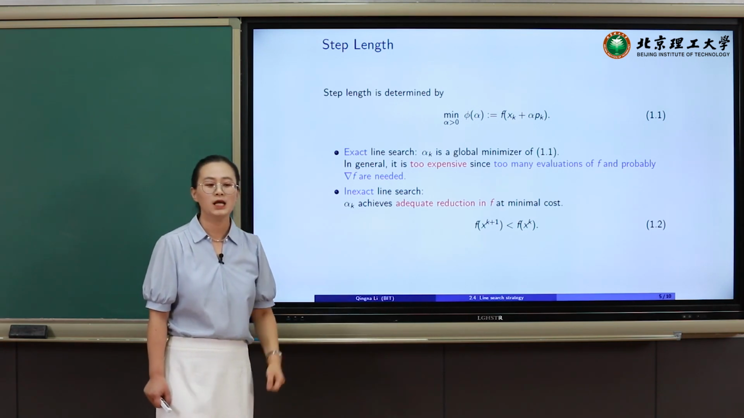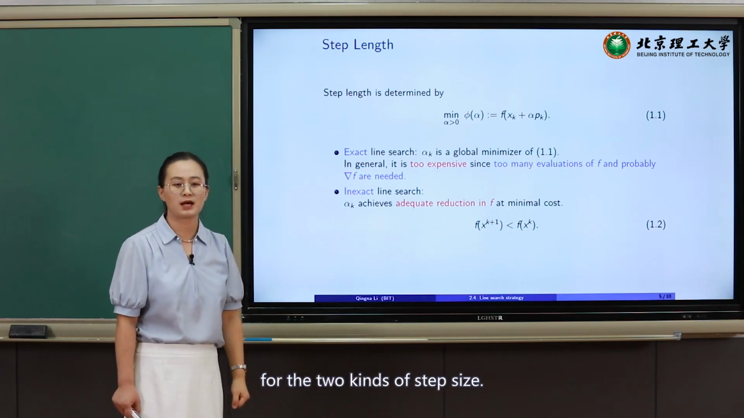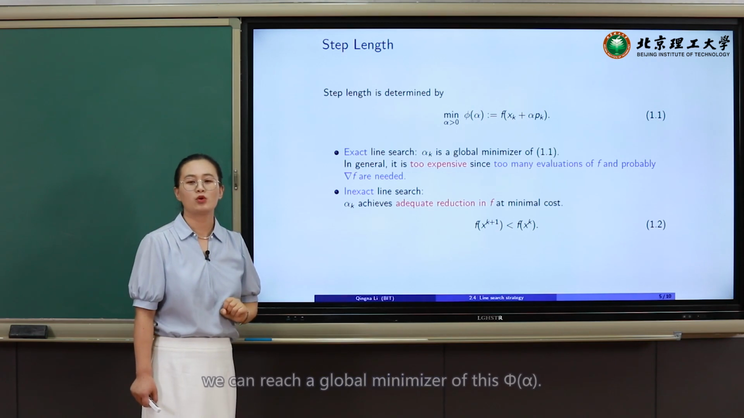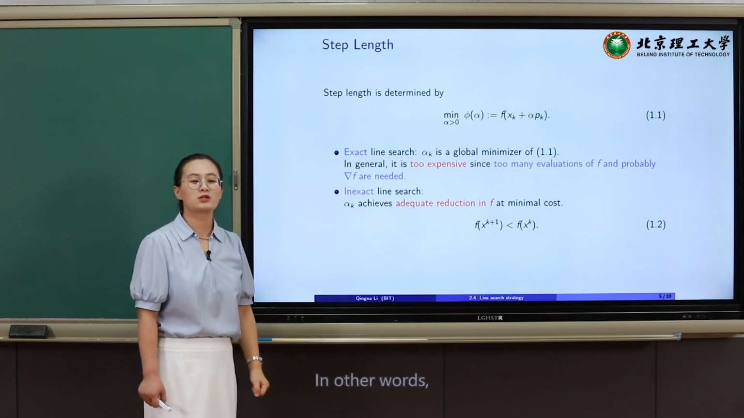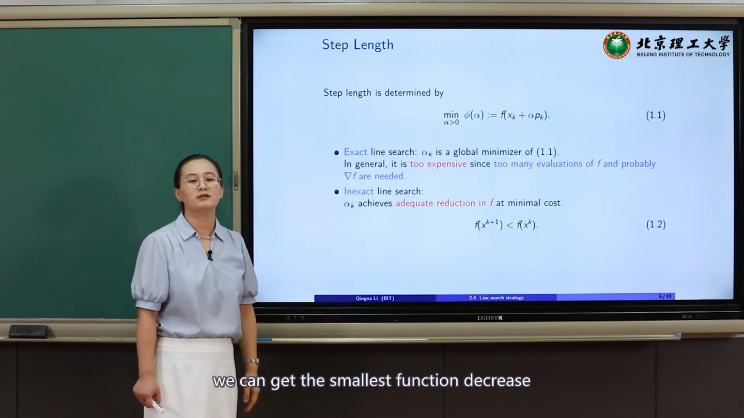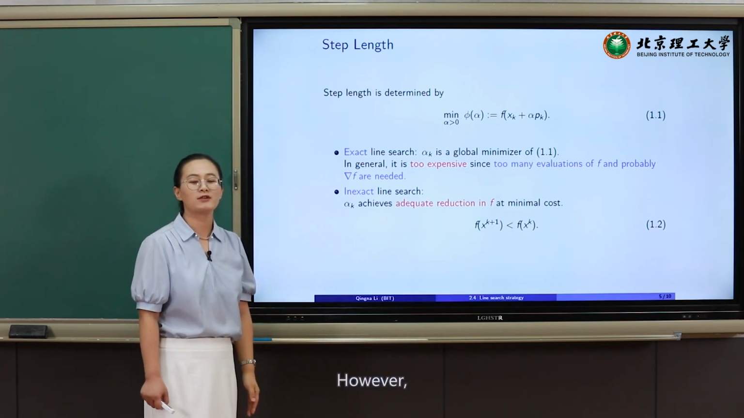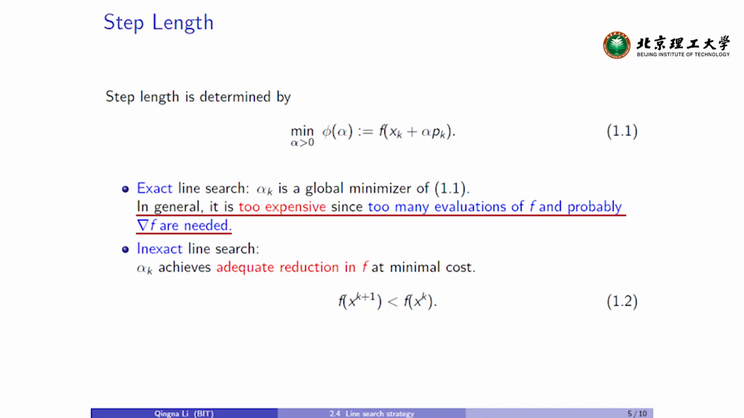Alright? So there are different concerns for the two kinds of step size. For the exact line search, the benefit is that we can reach a global minimizer of this phi alpha. In other words, we can get the smallest function decrease along the direction pk. However, to achieve this goal, we need a lot of function evaluations, because we need to find the global minimizer. It may involve a lot of computational cost and a lot of inner iterations.